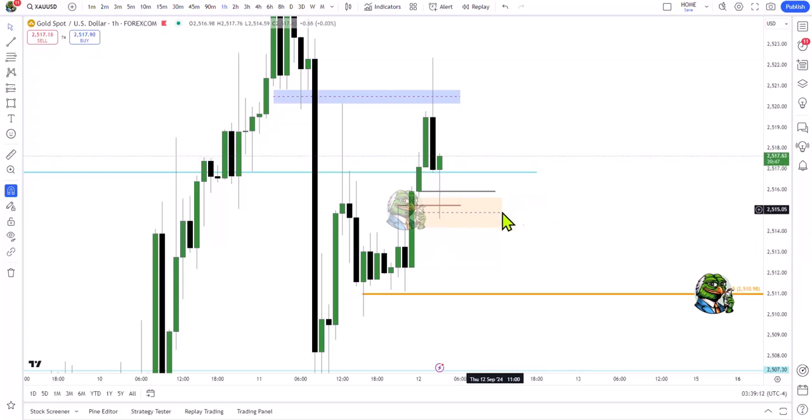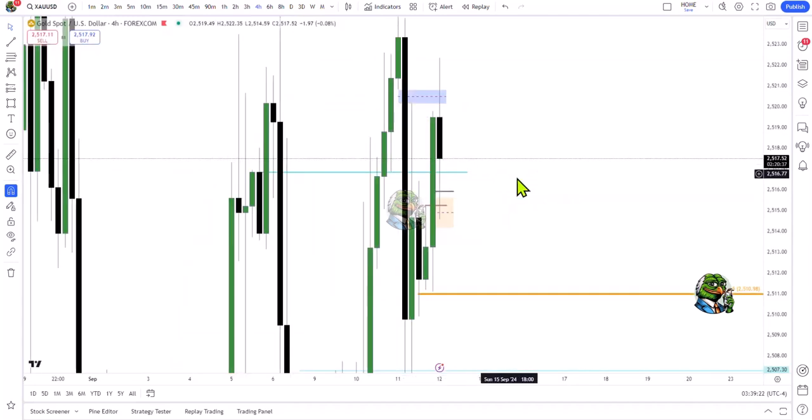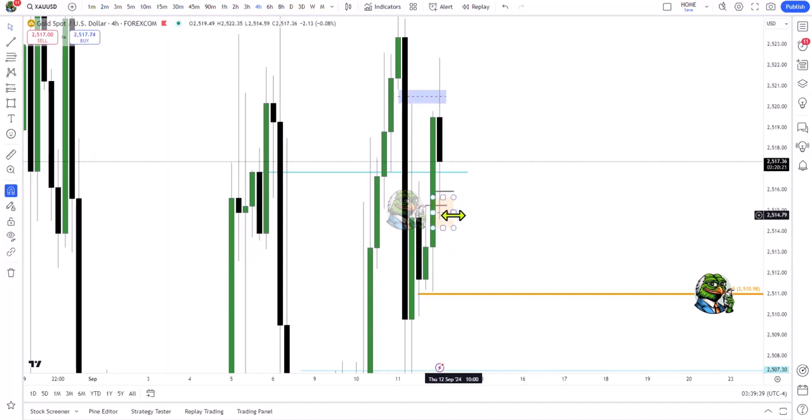Why else is it coming down in here? What else is going on in here? Let's have a look at a 4 hourly chart. You've got to look at different time frames. Coming down into a 4 hourly order block. What is order flow? So far, we're coming down into a 4 hourly bullish order block, a 1 hourly bullish fair value gap. Order flow is bullish.